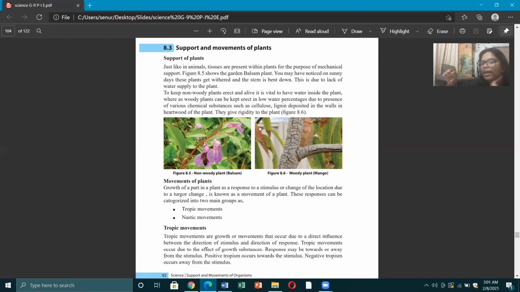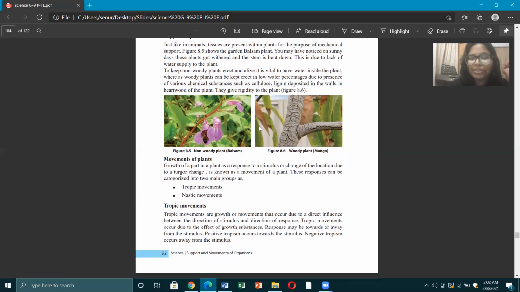So because of that, they can keep their stem erect even when they have a very low water percentage. Okay, so I hope it's clear. Even if they have a very low water percentage, they can keep their stems erect and fine, because the stems comprise lignin and cellulose. So because of that, woody plants like mango don't have to be treated with water on a daily basis like non-woody plants like balsam plants. Okay, so I hope it's clear.